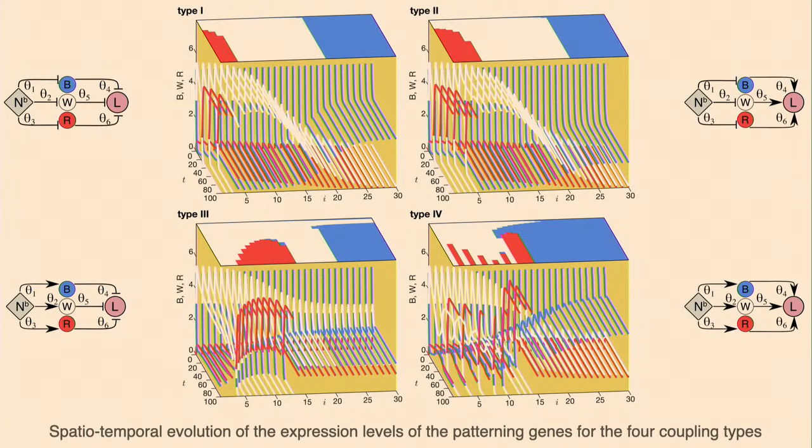So white or red never takes over. Here, white's always dominating. Here, white's dominating for some time, and then red takes over. So that's how you read this figure on top. Okay. So type 1 is quite straightforward.